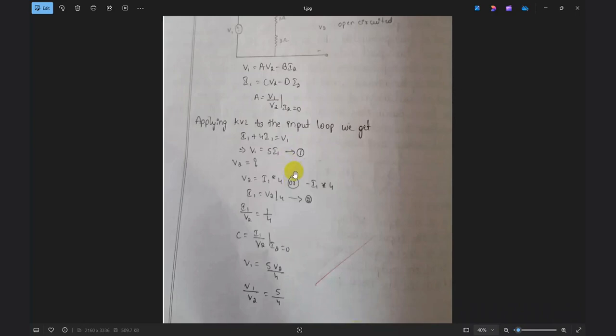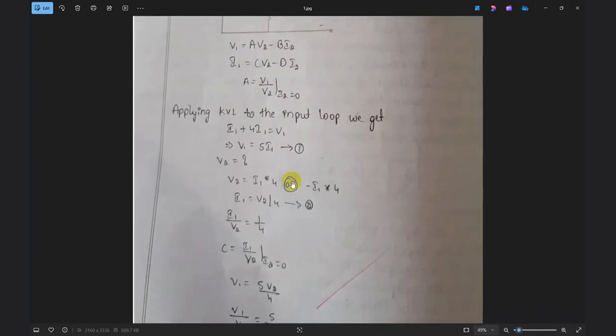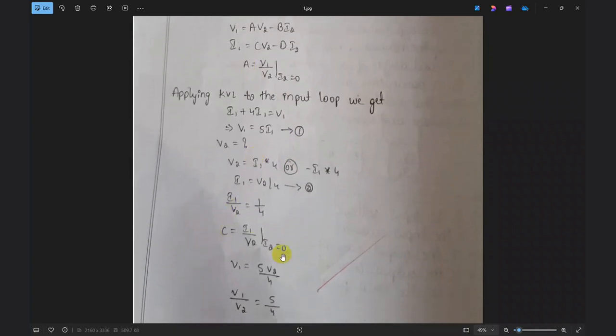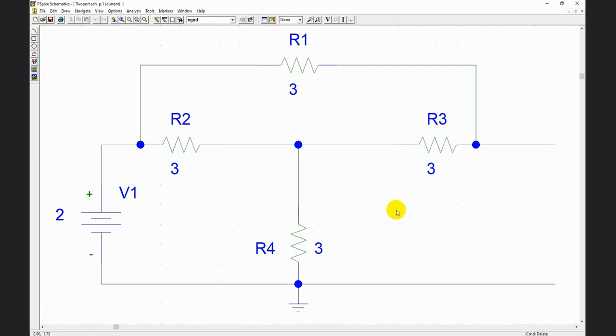So in calculations, we have found A and C when I2 is equal to 0. So I2 is 0 means this has to be left open. Either you can leave it open or connect a DC. 0 means you have to create an open circuit. So connect a high value of resistance, or you can leave it blank also.